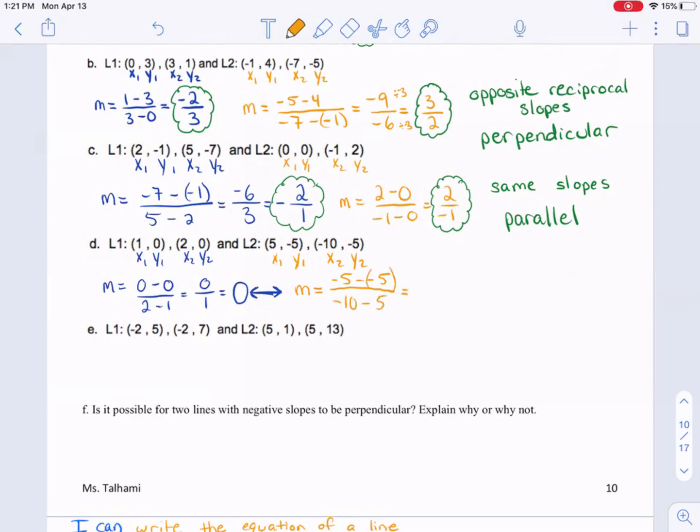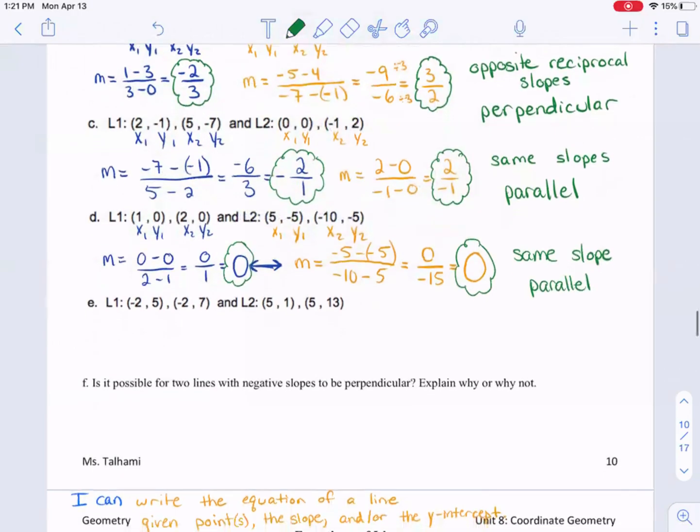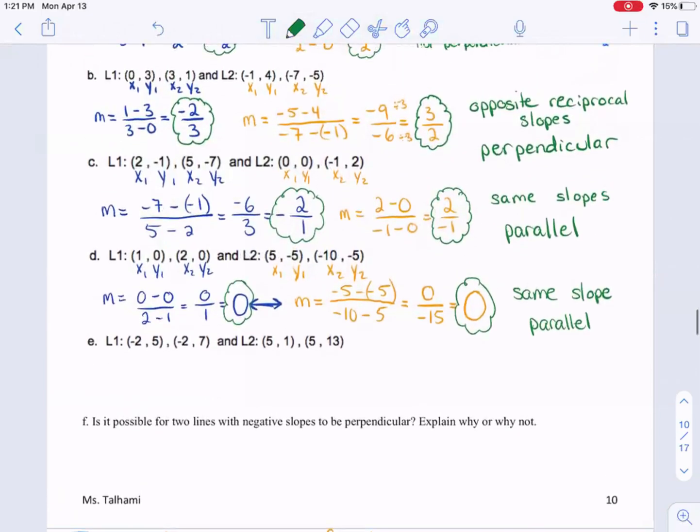I like how Mrs. Talhami puts the negative in parentheses just to really make sure you're seeing it's a double negative. Again, we have a -5 plus 5. Ooh, a 0 on the top. -15 on the bottom. When 0 is in the numerator, the whole slope is 0. We have the same slope for both sets of points. Same slope means, you got it, parallel lines. Excellent.